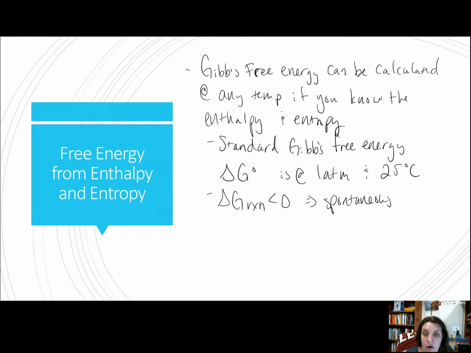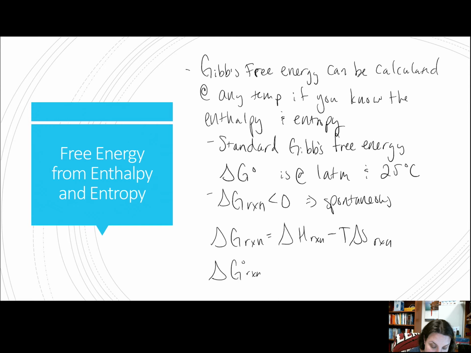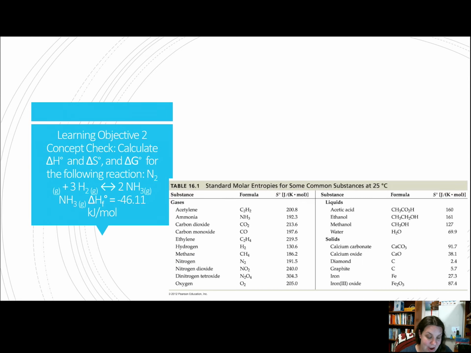Okay, so there's a couple different ways we can get it, but our delta G of our reaction will be equal to our delta H of our reaction minus T times our delta S of our reaction. And if we want to be at standard conditions, delta G naught of reaction equals delta H naught of reaction minus T delta S naught of reaction, where that T is obviously going to be 298 to get to that 25 degrees Celsius.